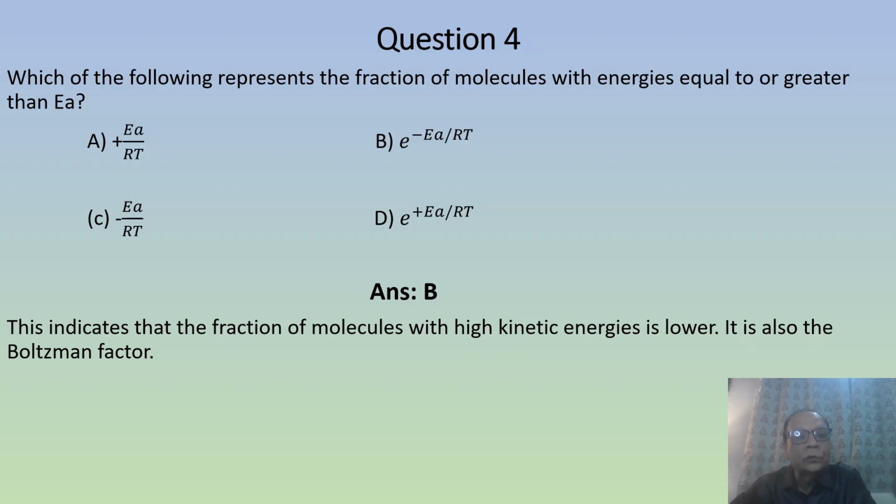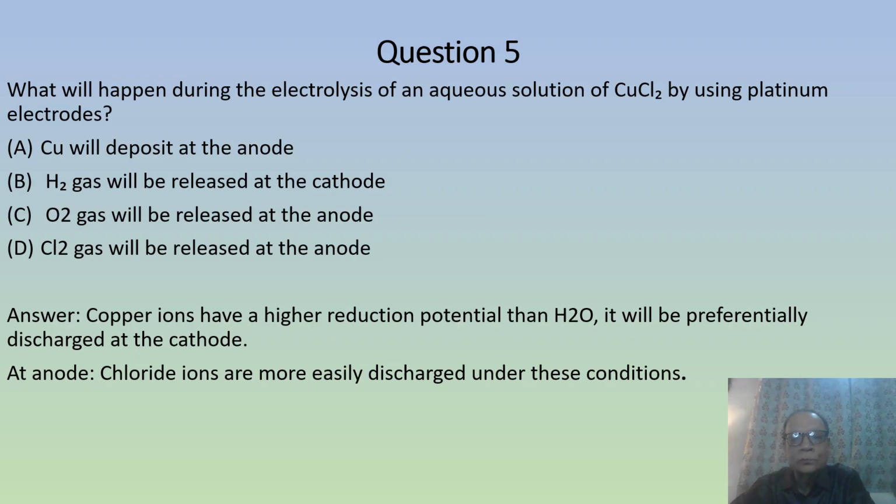Question 4. Which of the following represents the fraction of molecules with energies equal to or greater than energy of activation, EA? So the right choice is B. This indicates that the fraction of molecules with high kinetic energies is lower. It is also the Boltzmann factor. If it is this, it would be increasing, but it is less. It is less, so it is e to the power minus EA by RT. Let's see, and I hope you got the answer correct here also.